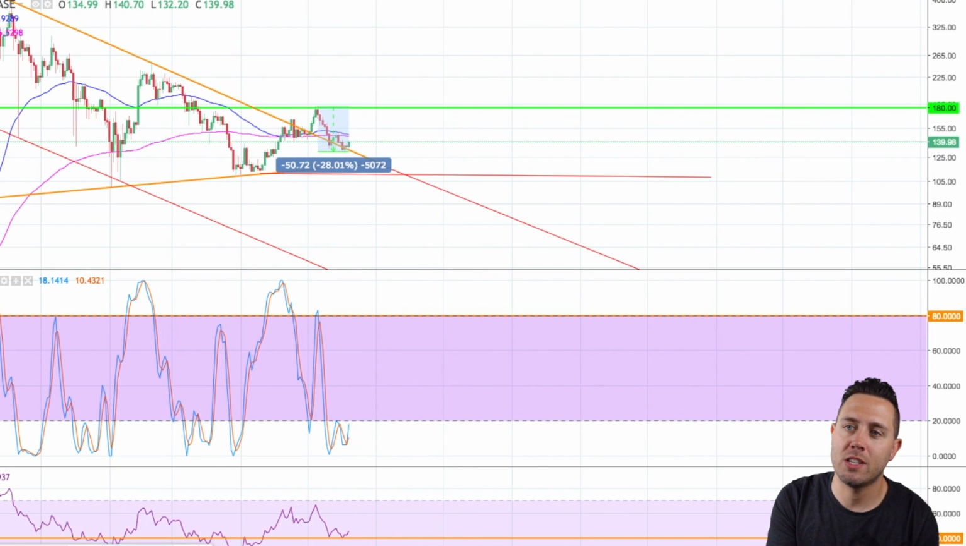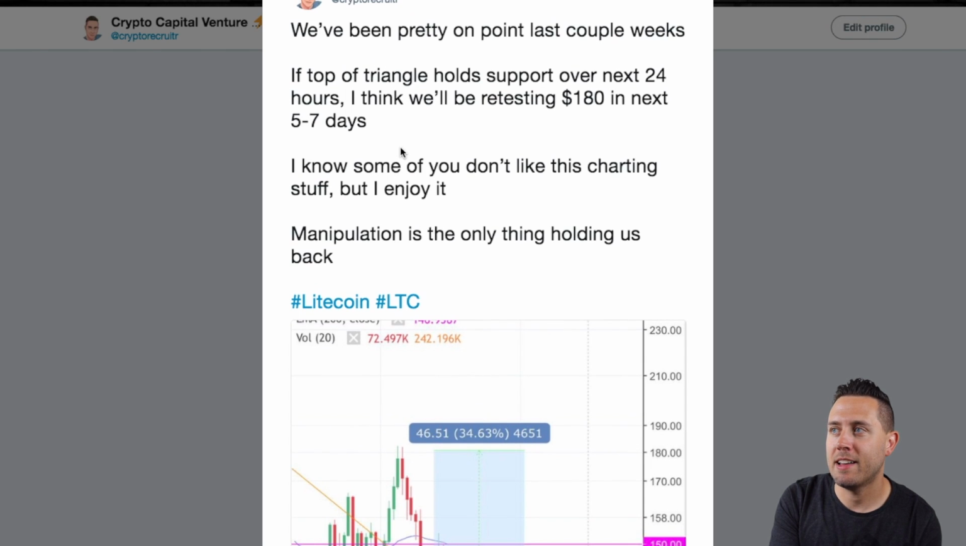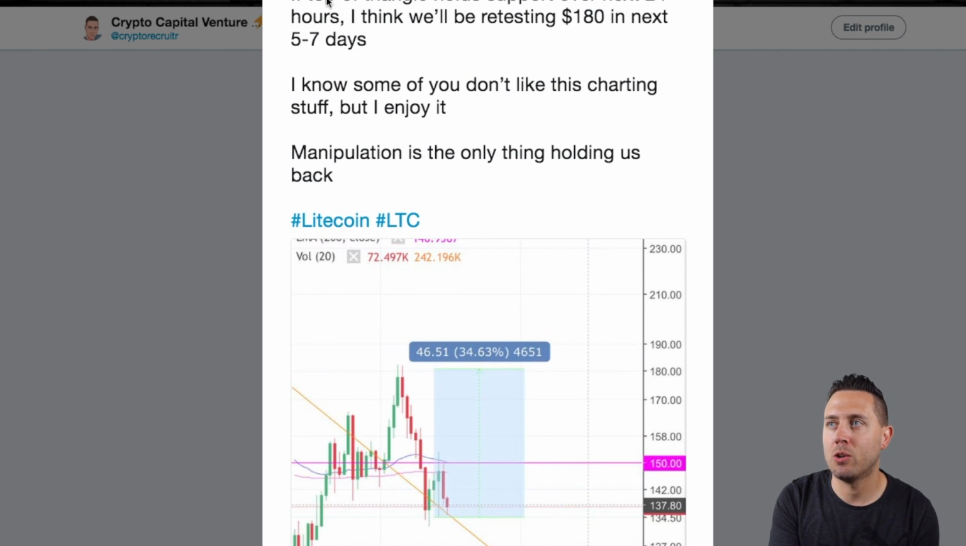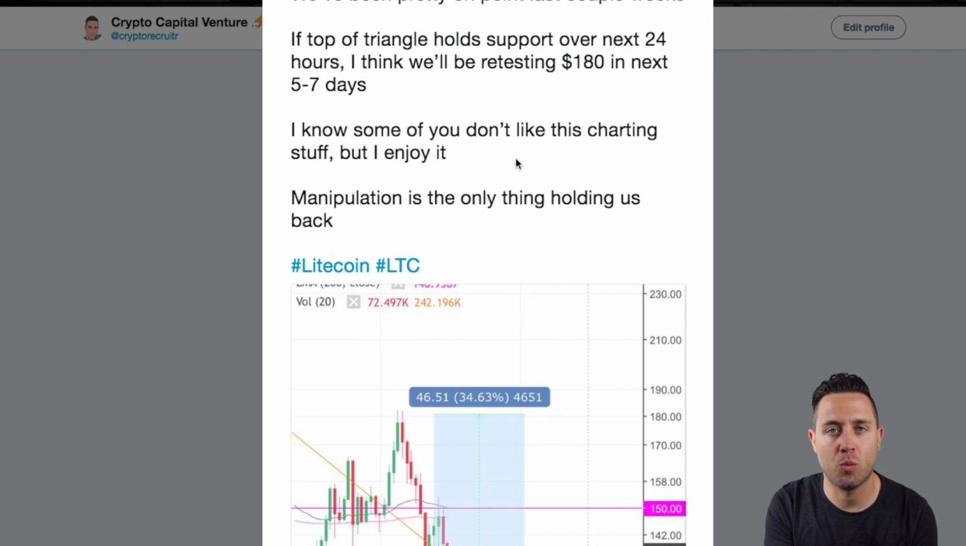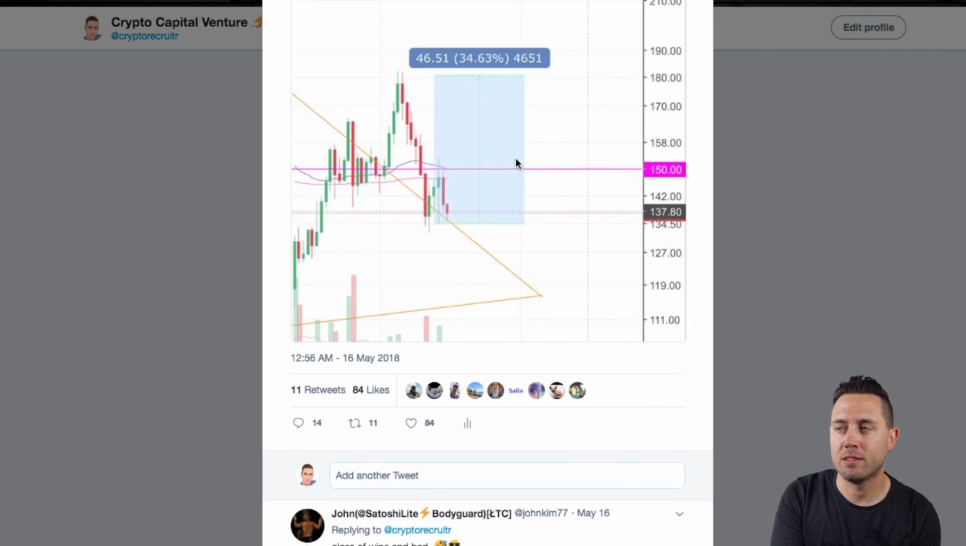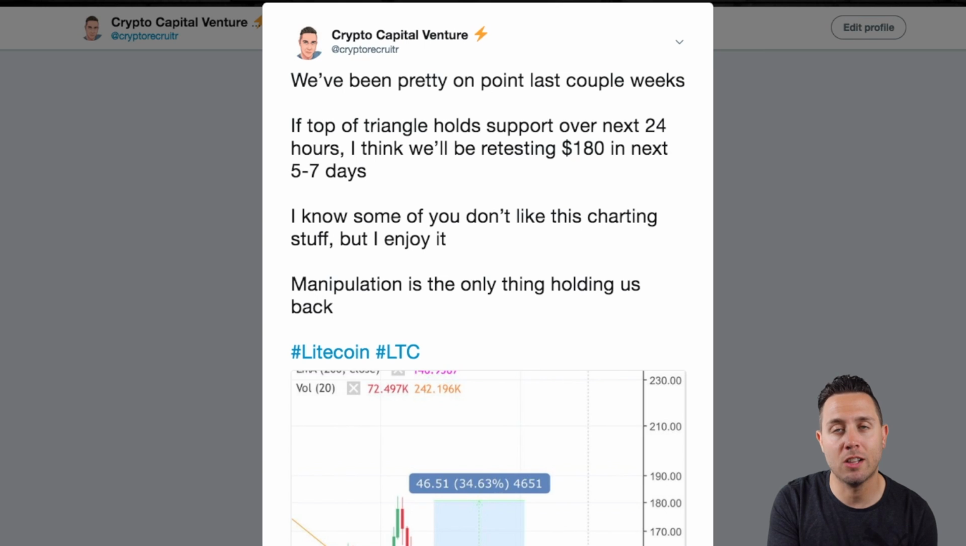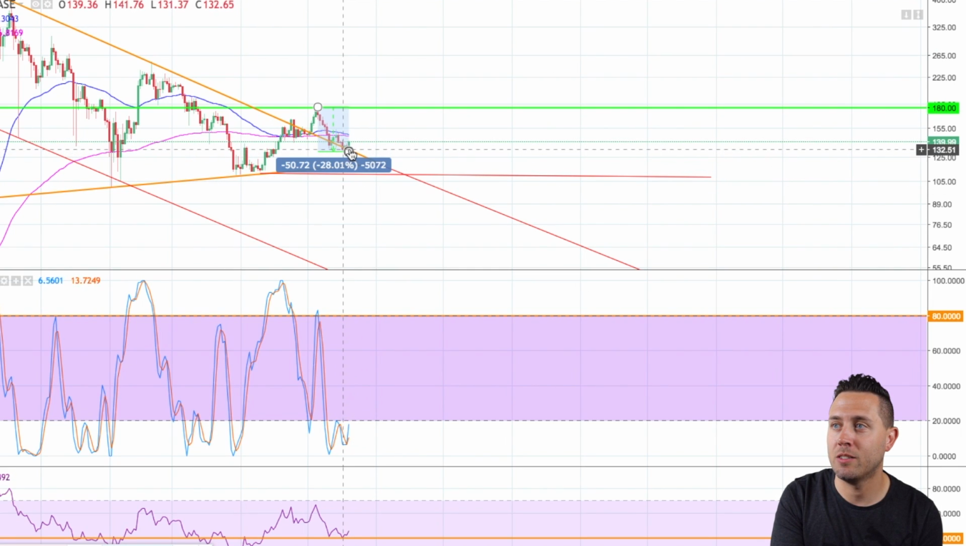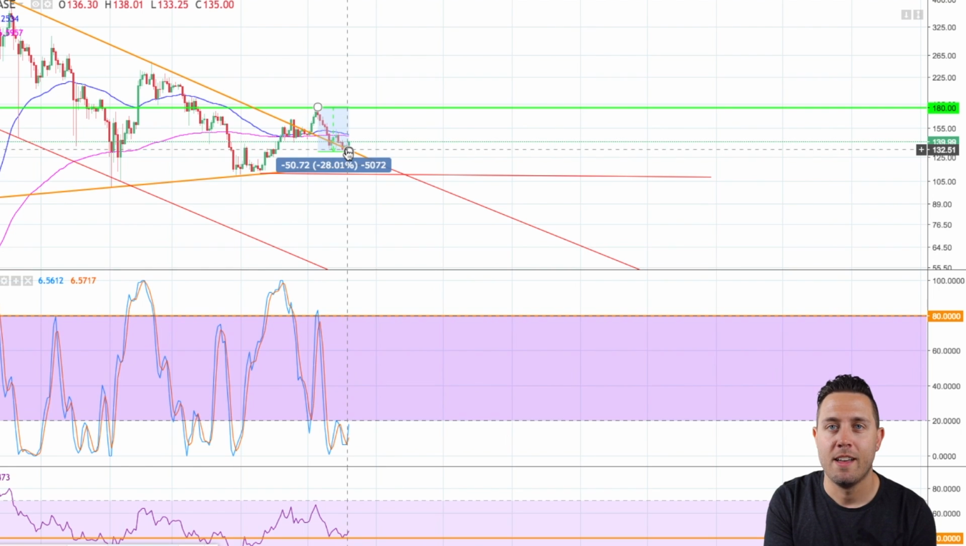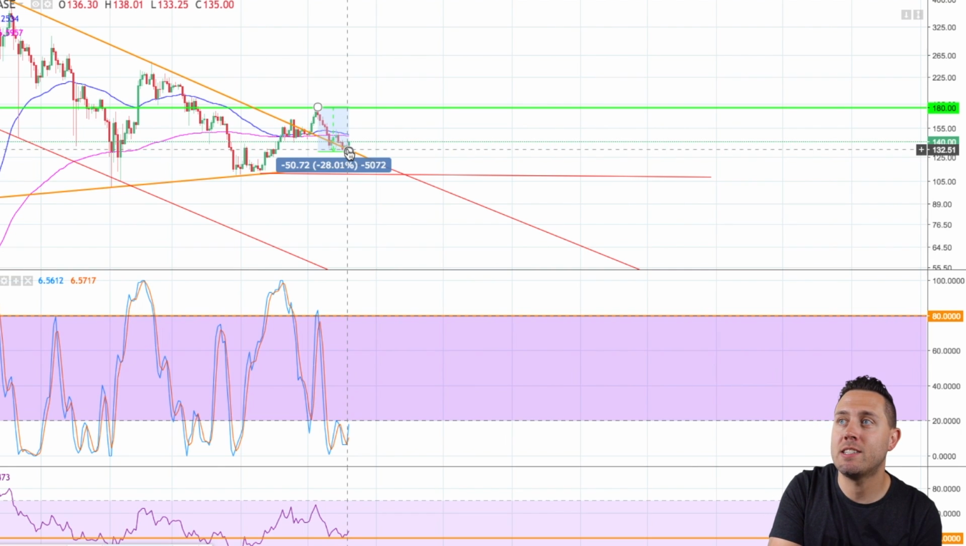And I'll throw this in the mix for fun. I did tweet that if we held on the top of the triangle, we had support, that we'd see a retest of 180 in the next 5 to 7 days. And over the next day, we did see support. I did a live stream on Thursday night. You might have been there. We were literally right here, around 130, 129, when I was doing the live stream. I was like, this is it. We have to stay here at support in order for what I said to even have a remote possibility of happening.